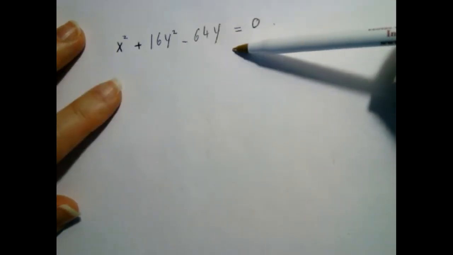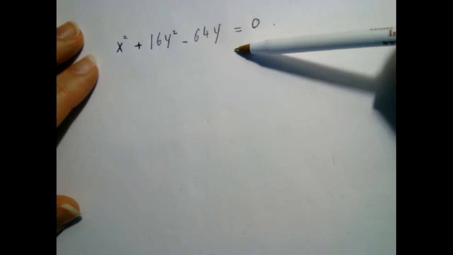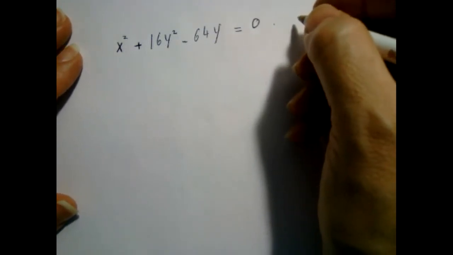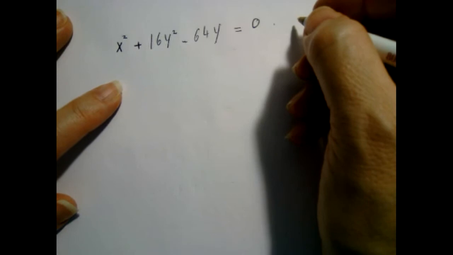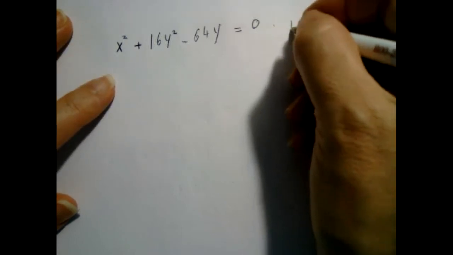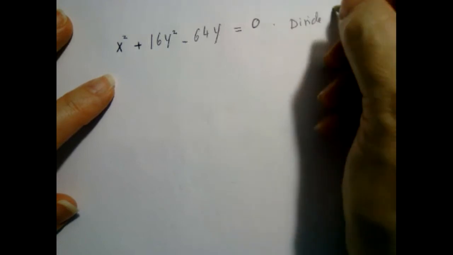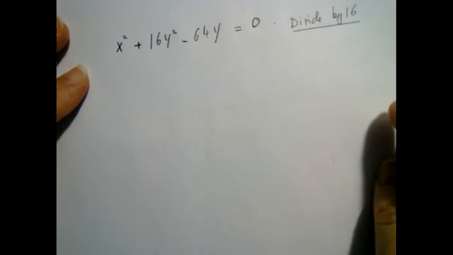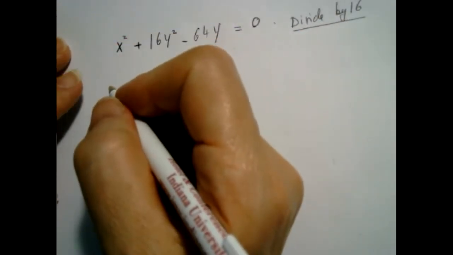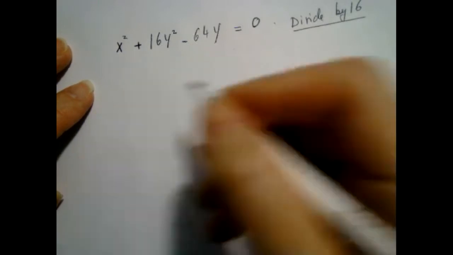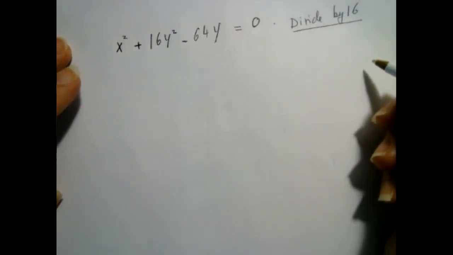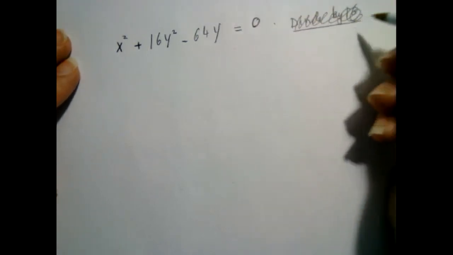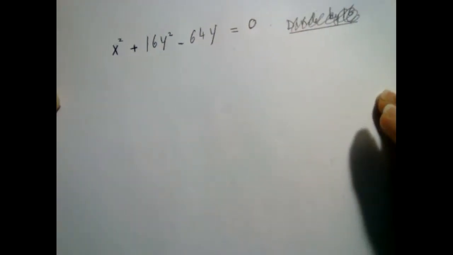Divide by 16. To complete the square for y, you would have to divide the whole thing by 16, which would cancel out the 16. If you want to, you don't have to. Okay, divide by 16 or complete the square. So I'm not going to divide by 16, Aaron, even though I can, because I want to basically show you what to do without dividing by 16. Are you with me?